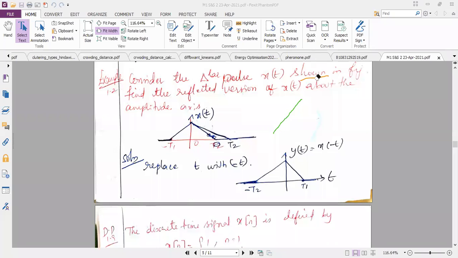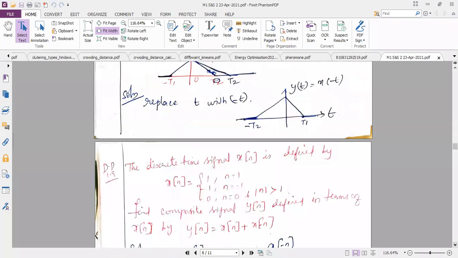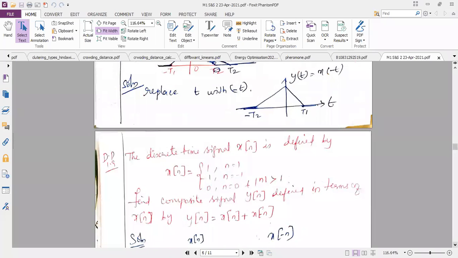Is it clear, the reflection? We will be solving n number of problems. You don't need to worry. Can I go to the next problem? Yes, ma'am. Okay. Now you listen here.